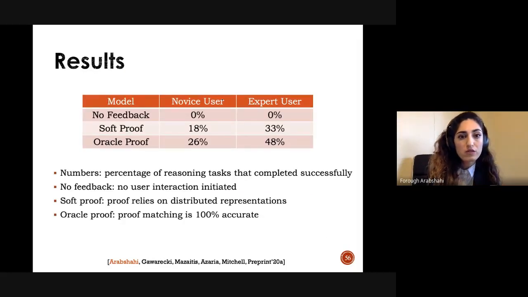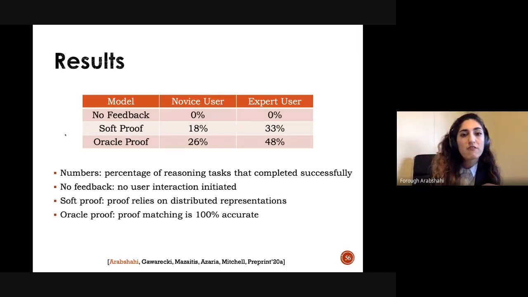So these are our overall results from that study. We had two types of users. Novice users were users that have never interacted with the system before, and expert users who were well familiar with the functionalities of the model. The numbers in this table show the percentage of the statements that were successfully proved in a user interaction setting. The no feedback scenario is a model that engages in no conversation with the user. And if we don't engage in a conversation, we're not able to solve any of the reasoning tasks. Even a random baseline wouldn't be able to achieve more than 0% because this is a challenging task.